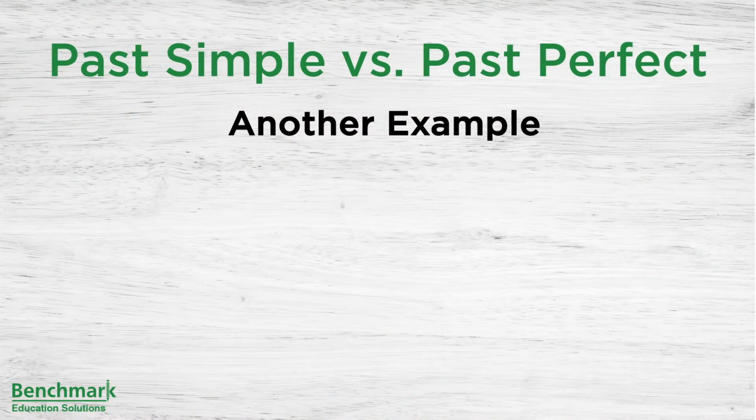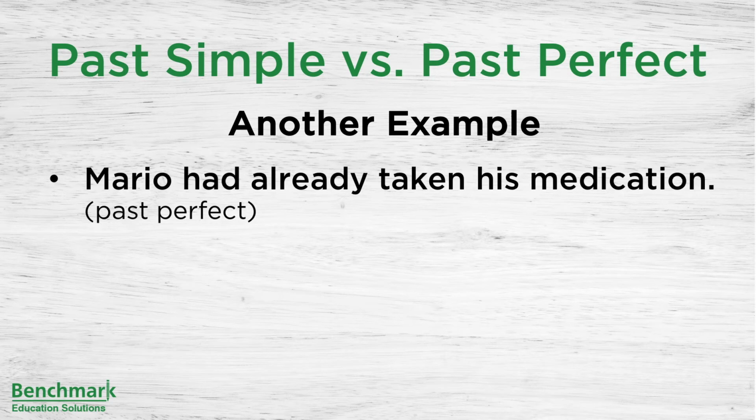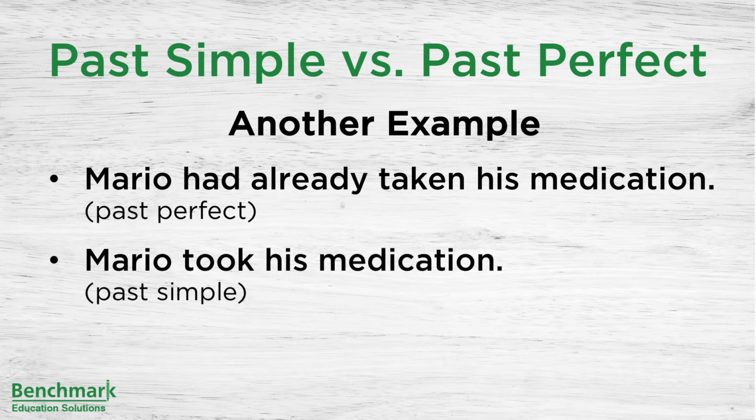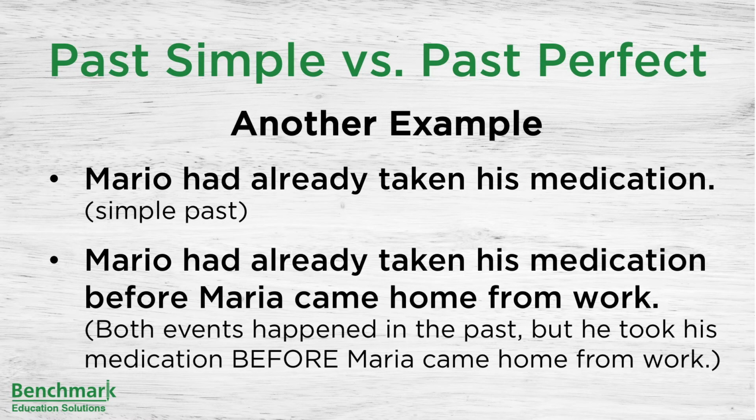Here's another example. Mario had already taken his medication. This sentence needs more information. If all I want to know is that Mario took his medication, I would just use the simple past. Mario took his medication. But because we're using the past perfect, your listener expects more information. When did he take his medication? He took his medication before Maria came home from work. That's important information, and we're establishing a timeline of events.